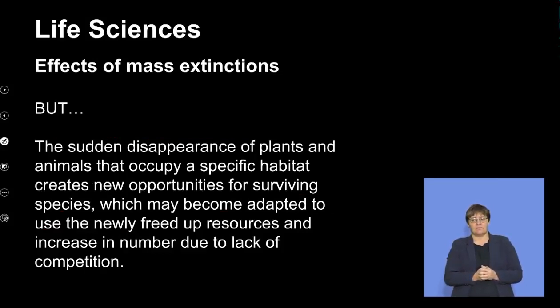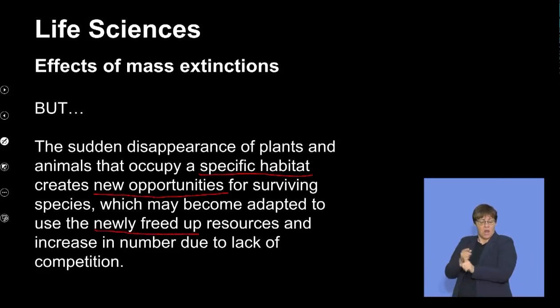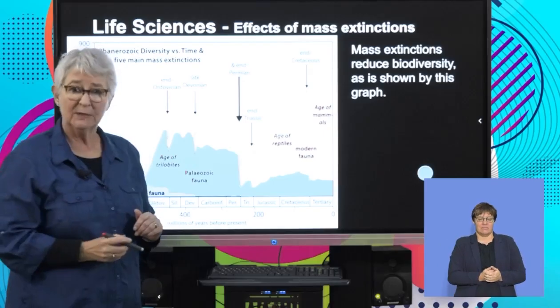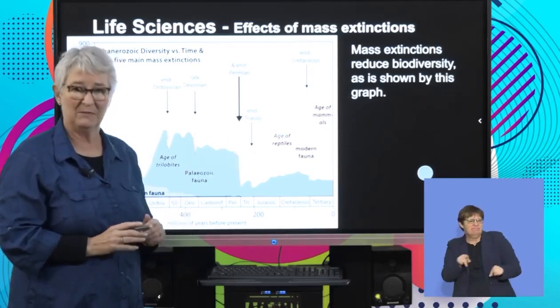So if plants and animals in a habitat disappear, it creates new opportunities. The animals now have empty habitats and lots of resources, so those that have survived the mass extinction can actually thrive and diversify. Now, in your lessons, you might have looked at something like this.